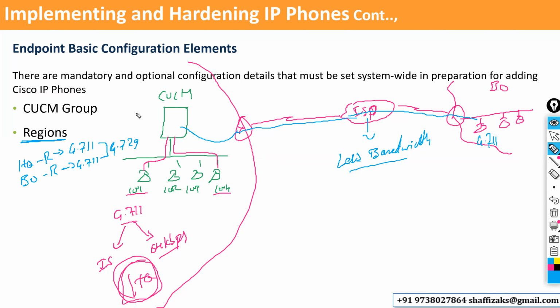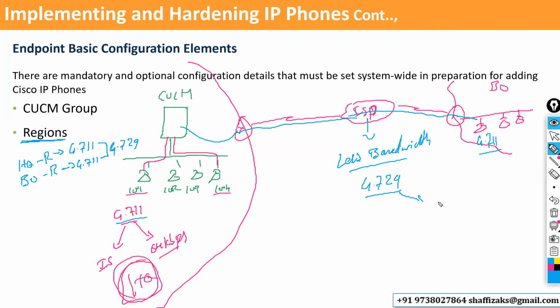That means within the headquarter, whenever the communication is happening, the CUCM has to provide the G.711 codec. Within the branch office also, when the communication is happening, it has to provide the same codec. But when the communication is happening from the branch office to headquarter and vice versa, then it has to provide the G.729 codec. This is another codec.